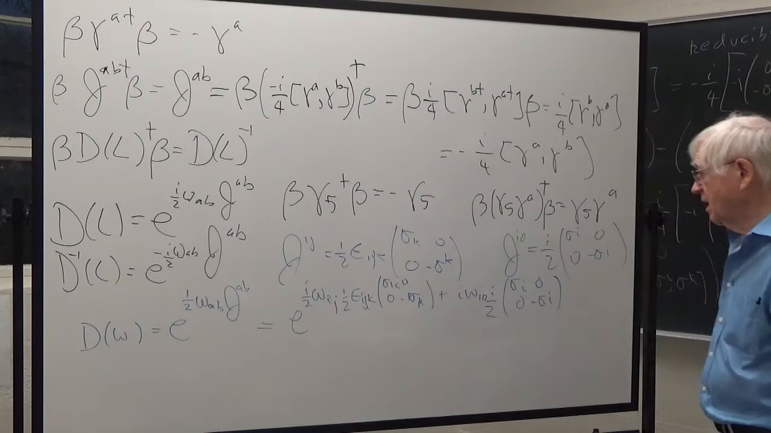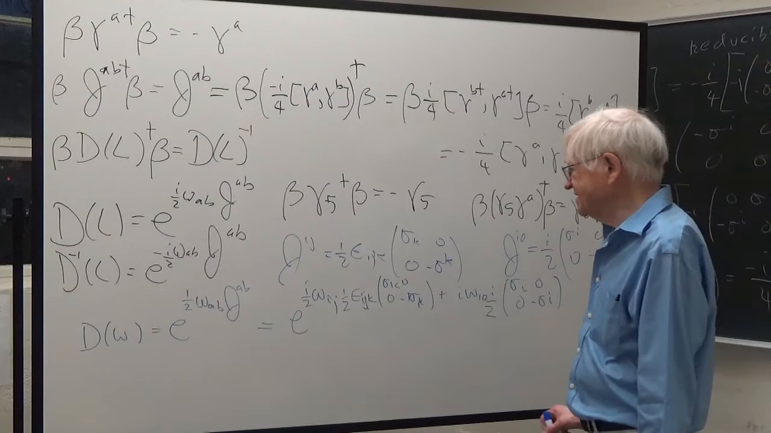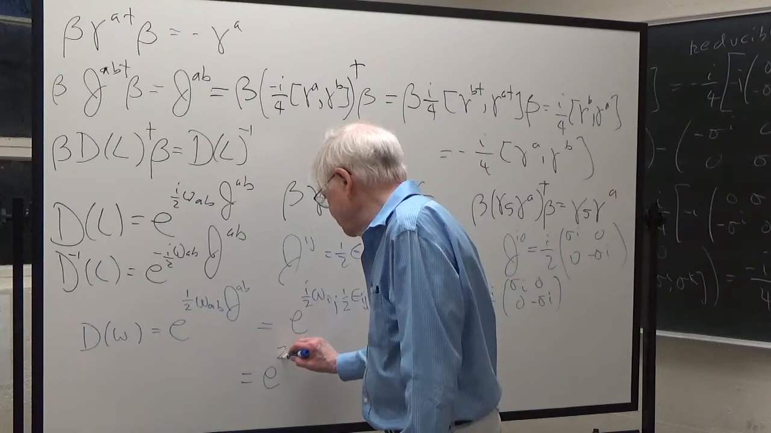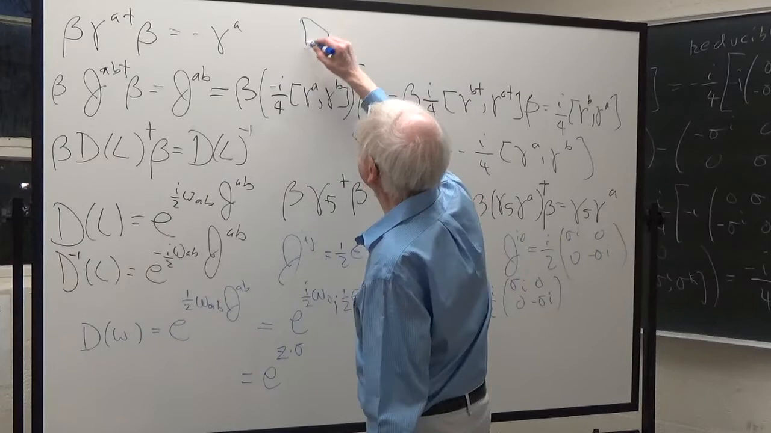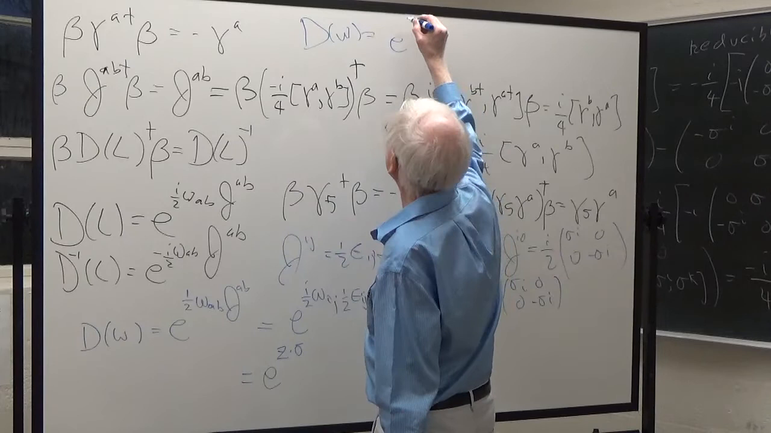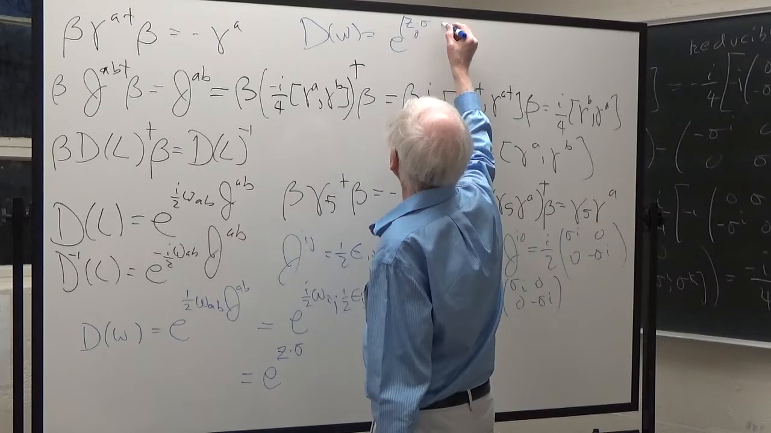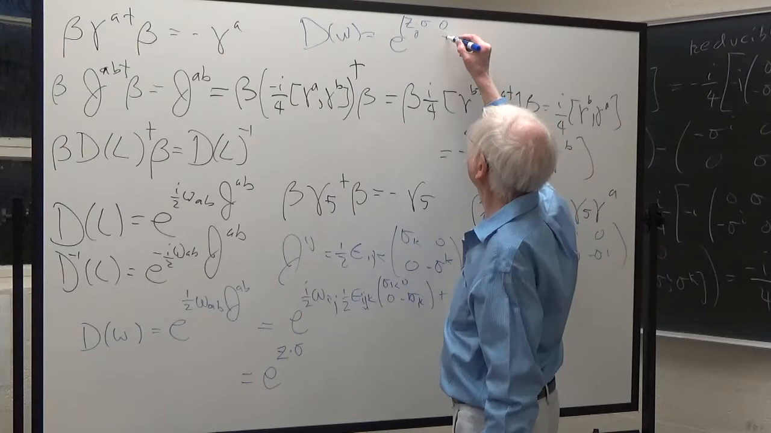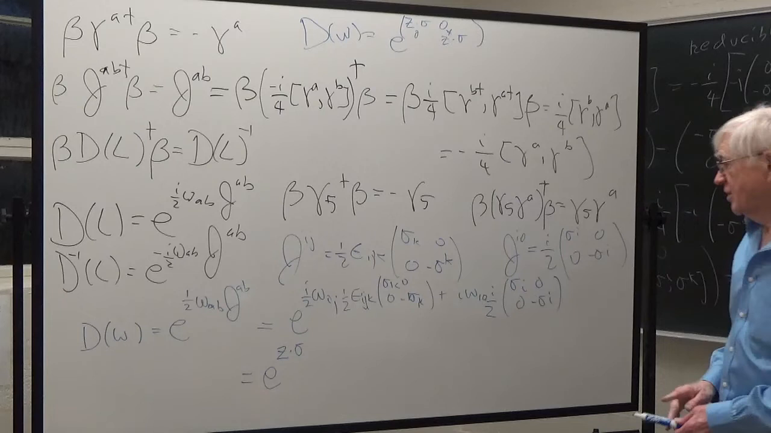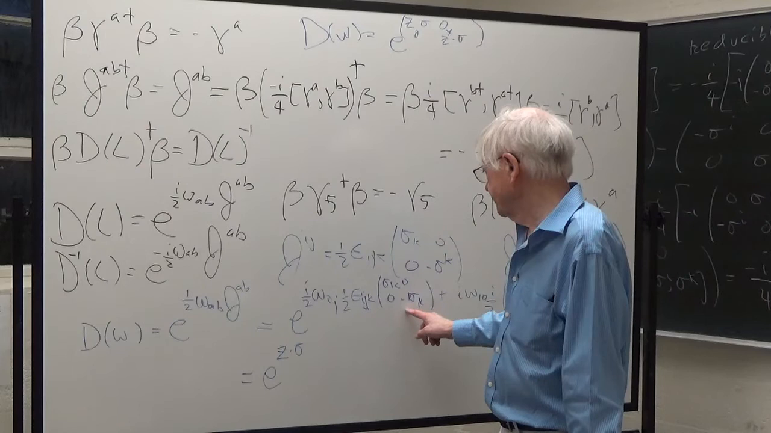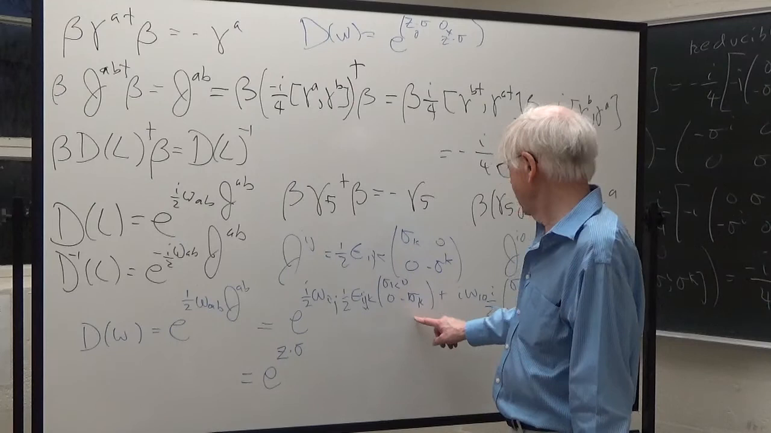And so what you can see is that this is of this form. Let me just write it generally. It's e to the z dot sigma. Let me write it up here. D of omega is e to the z dot sigma, 0, 0, and the other one is z star dot sigma. Well, actually, now I'm not sure that it's z star.